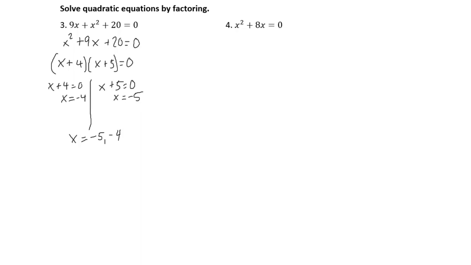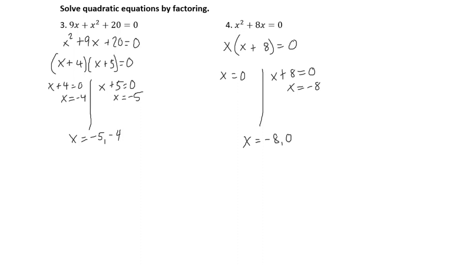All right, so this one, we will factor it by using the GCF. You can see that they both contain an x. So I'm going to factor out an x, and then that leaves an x plus 8 equaling 0, and set each of these factors equal to 0. A lot of people will always forget to set the first x equal to 0 and x plus 8 equal to 0. Don't forget to set both factors equal to 0. Subtract 8 from both sides and you get -8. So our solution is x equals -8 and 0.